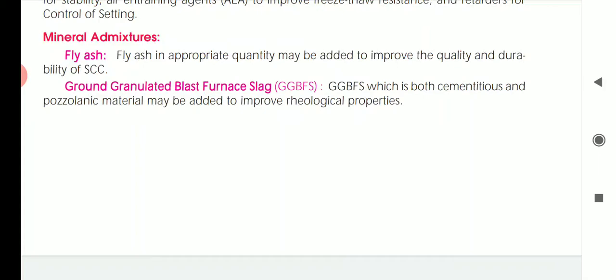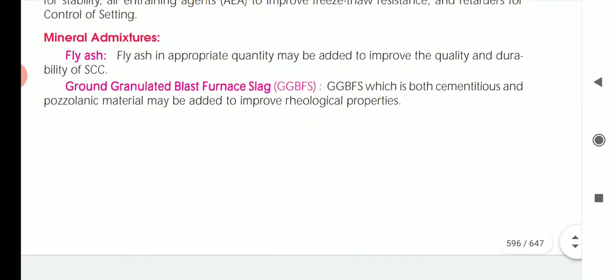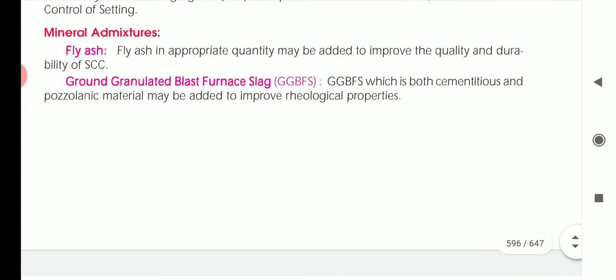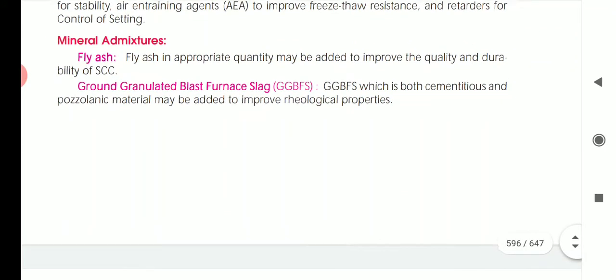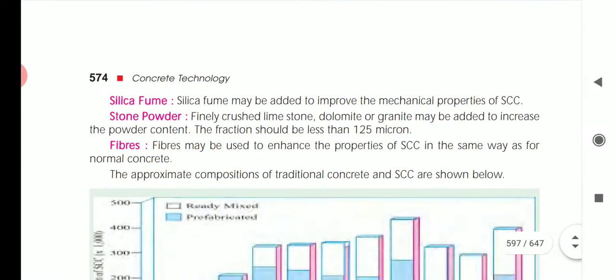of SCC. Fly ash is the waste which is obtained from coal. And ground granulated blast furnace slag, that is GGBS, comes from the metallurgical process of iron. In the furnace, whatever waste is left out is called GGBS. That is also used as a pozzolanic material.